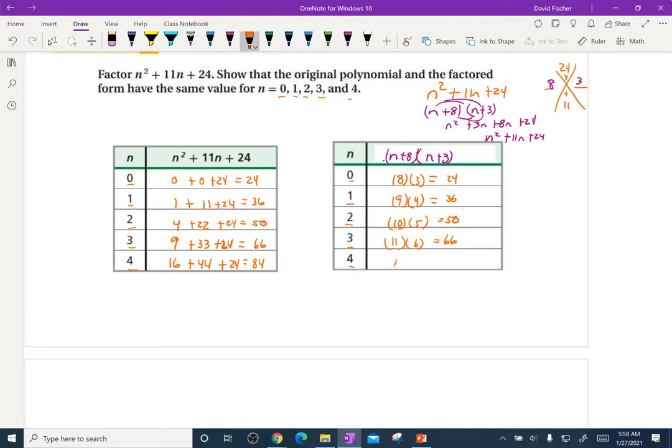And you'll see that 12 times 7 equals 84. You'll see the factored form, when we use the same numbers, we get the same numbers down here on our charts. This was a little bit easier though. I mean, they were both kind of easy right now because they were mostly mental math. But these would be coordinates that I could plot on a graph. 0, 24, 1, 36, 2, 50, and so forth.